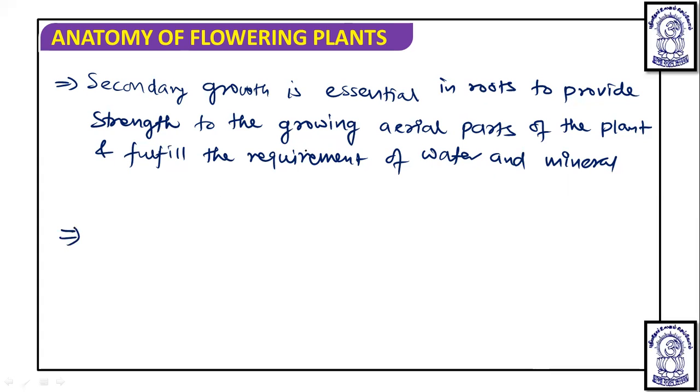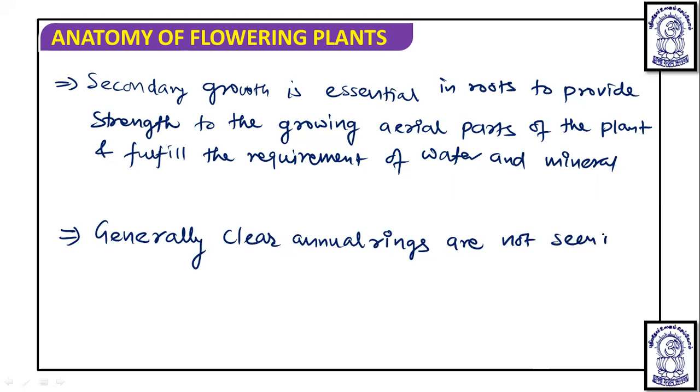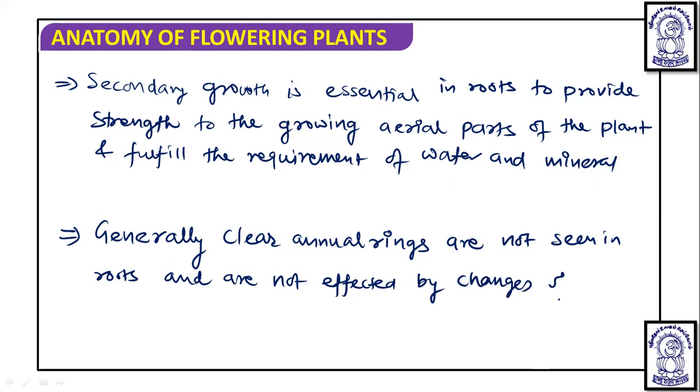Now in dicot stem we have studied about the annual rings, but in dicot root, dear students, it is one of the important things that generally clear annual rings are not seen in roots and are not affected by changes of environment.